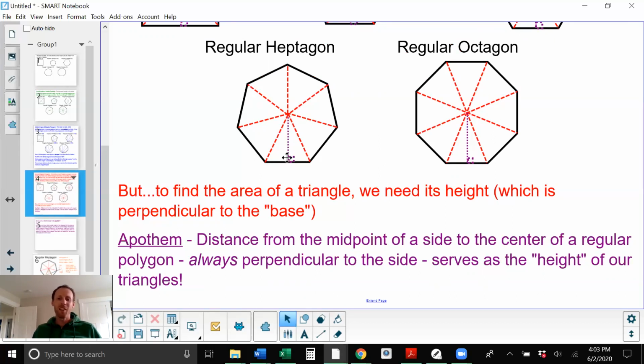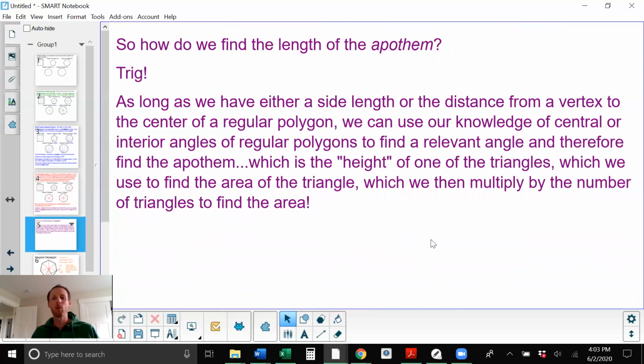Okay. And this height has a special name for it. It's called the apothem, and it's the distance from the midpoint of a side in a regular polygon to the center, and it forms the height of these triangles that we're going to find the area of. All right, now how can we find the apothem? Well, the answer there is trig.